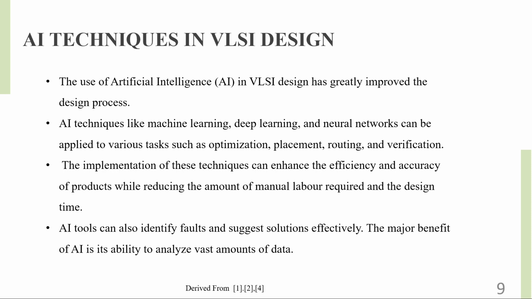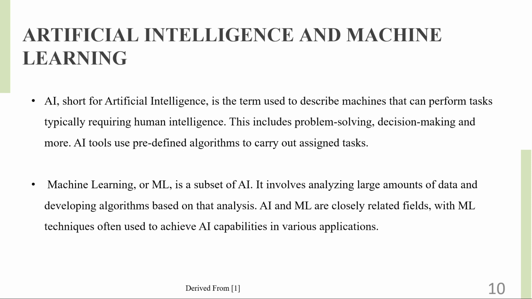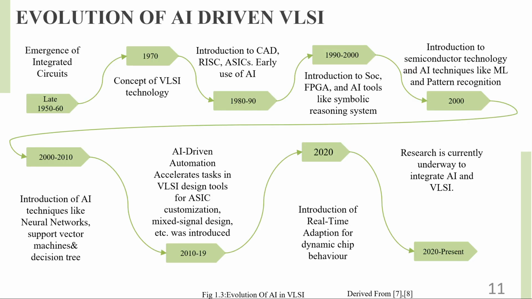Before going deeply into the involvement of AI in VLSI, we will look briefly into what is artificial intelligence and machine learning. AI, short for artificial intelligence, refers to machines that perform tasks that require human intelligence. Machine learning is a subset of artificial intelligence. It is used to analyze vast amounts of data. Machine learning algorithms are mostly used to implement artificial intelligence techniques. Now let me give you a brief idea about the VLSI design.